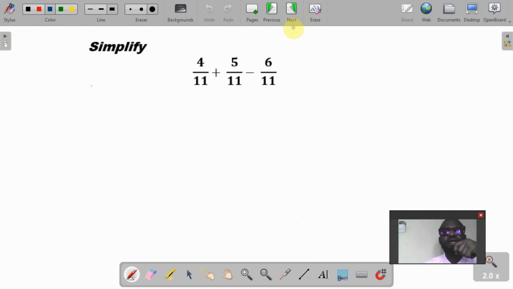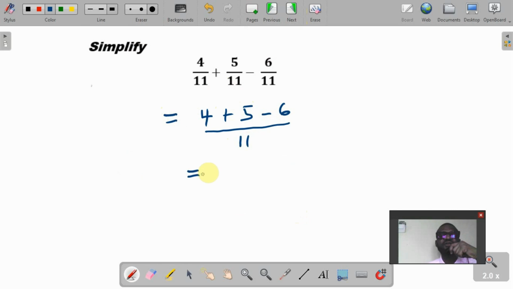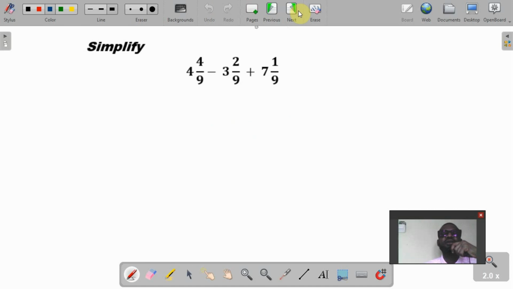Simplify. When you take a look at this question, you find out that all the denominators are the same, which is 11. All I need to do is simplify the numerators. 4 plus 5 minus 6, divided by 11. And 4 plus 5 is 9. 9 minus 6 is 3 over 11. Quite simple, right?